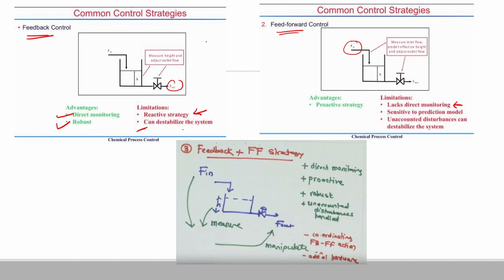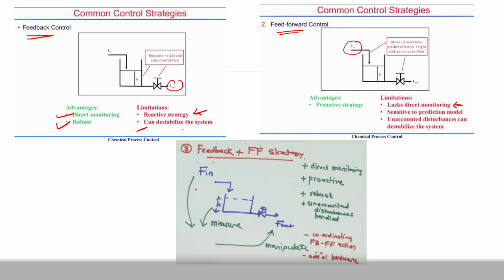In order to overcome the drawbacks of both strategies, we can also use a common strategy that uses both of these, that is, feedback control as well as feed forward control. What we basically do in that strategy is measure the output, that is, the height of the tank, as well as the disturbance, and then on the basis of both the disturbance flow and the height, we take the control action.